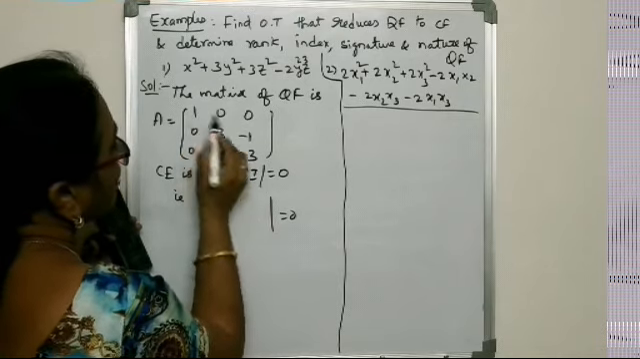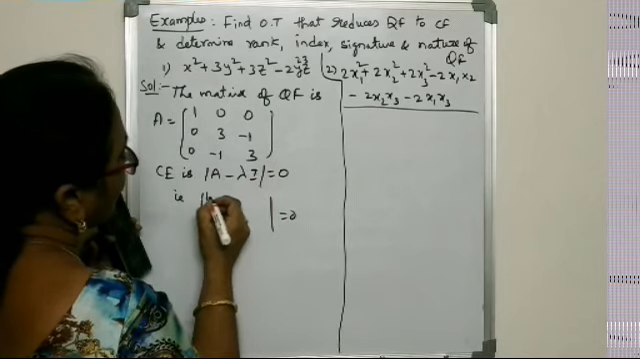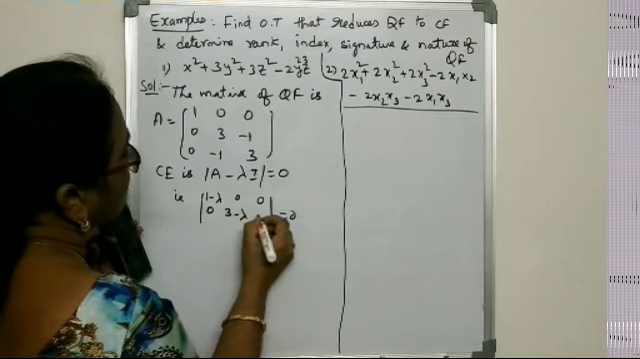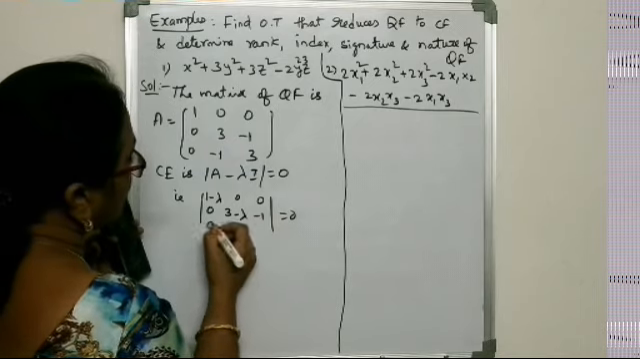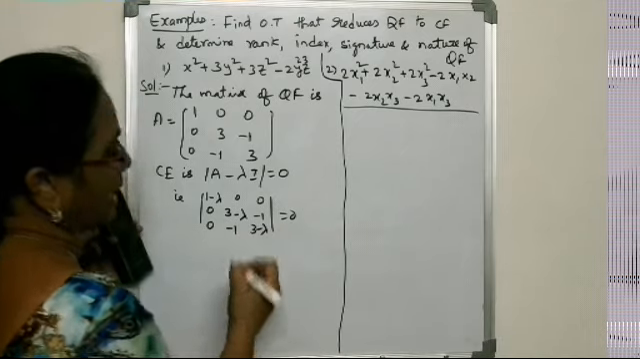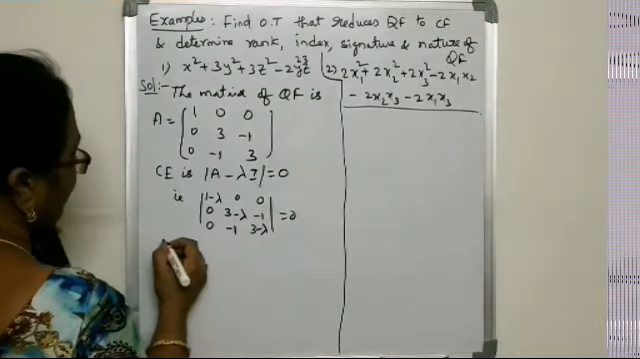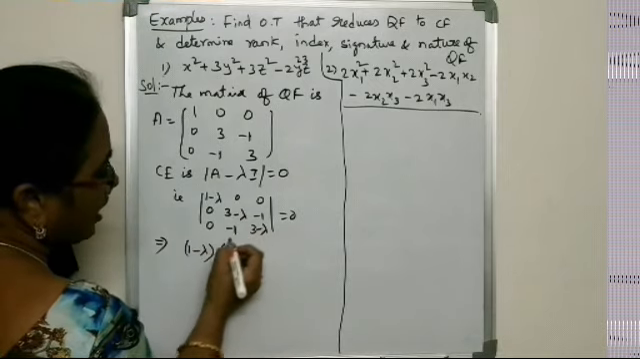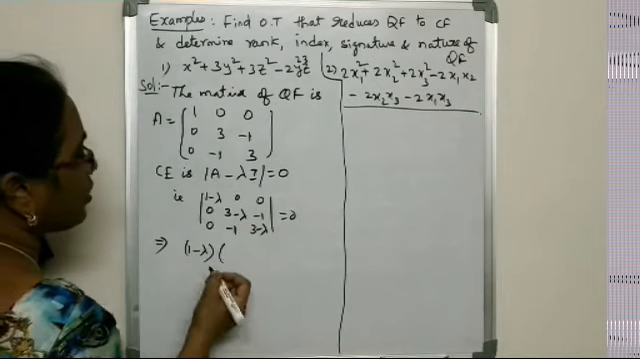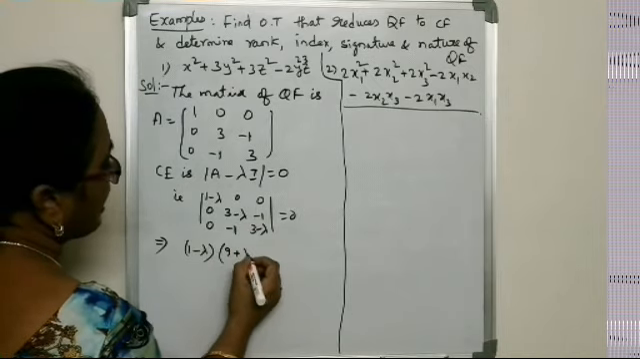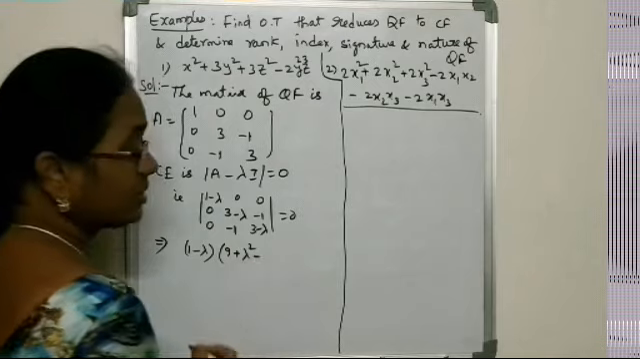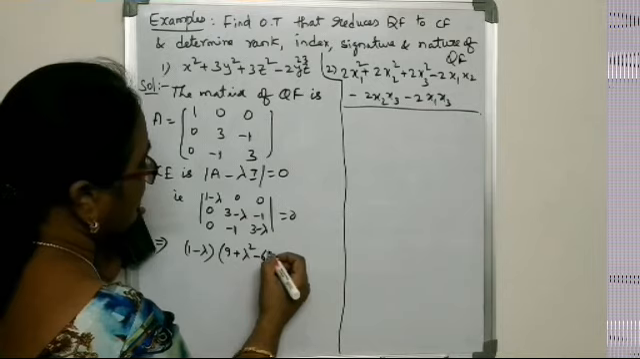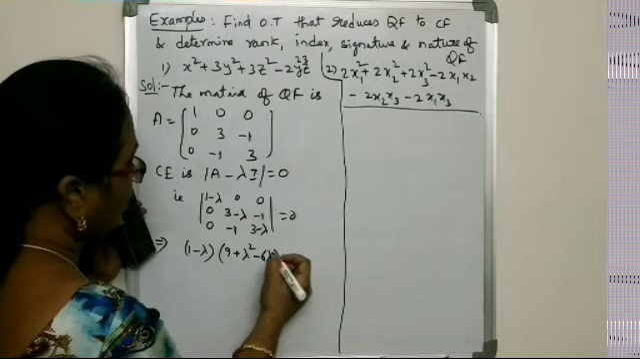So writing the corresponding characteristic equation, inside the det symbol, A minus lambda I, we get: the first row, 1, 0, 0, is written as 1 minus lambda, 0, 0. The second row is 0, 3 minus lambda, minus 1. The third row is 0, minus 1, 3 minus lambda. When we expand the determinant, we get 1 minus lambda times the quantity 3 minus lambda whole square, which is 9 plus lambda square minus 3 lambda minus 3 lambda, it is minus 6 lambda, right?